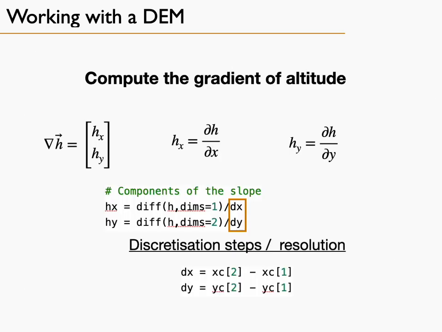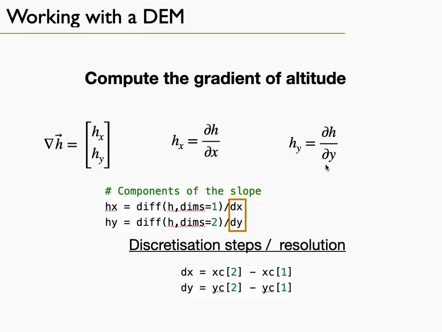Now we want to compute the slope. So let's introduce the gradient of H. The gradient of H is a vector, has two components, Hx and Hy. So Hx is dH dx and Hy is dH dy.